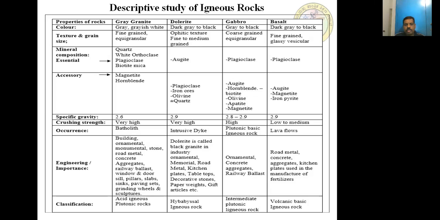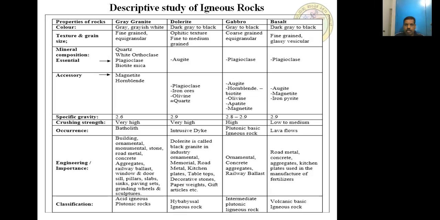Coming to classification, it is an acidic igneous rock. That means the silica percentage is more than 66%. And also it is plutonic in nature, that is, a plutonic rock.